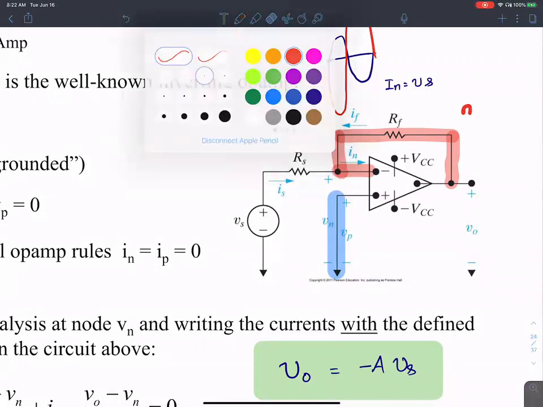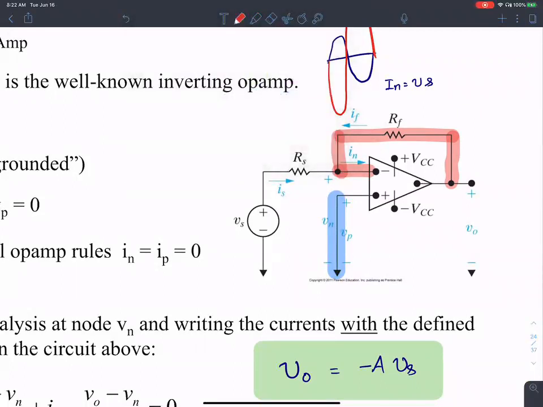Oops, I want to do this. Negative feedback. Okay, and we'll see that positive feedback leads to oscillations. The output is going to increase and saturate at the power supplies if we include positive feedback. So for all our circuits in this class, we are going to do only negative feedback.